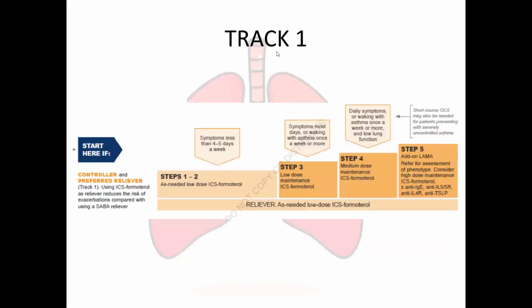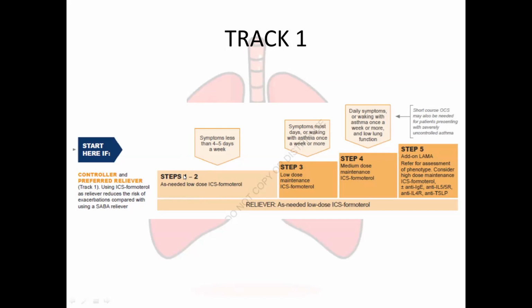Here, track 1. Track 1 is always the preferred track. Here, the patients are grouped into 5 categories based on the severity and frequency of asthma symptoms. In all these 5 groups, the reliever, that is the rescue medication used, is an as-needed low dose ICS-formoterol combination. And the controller drug differs in each of the 5 steps. Step 1 and 2 are grouped together because they have the same treatment.